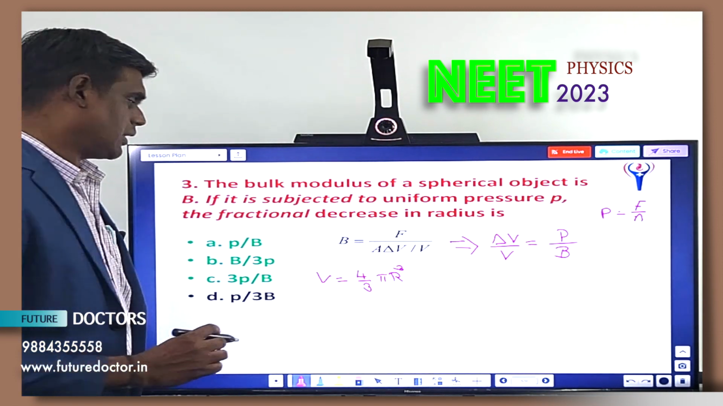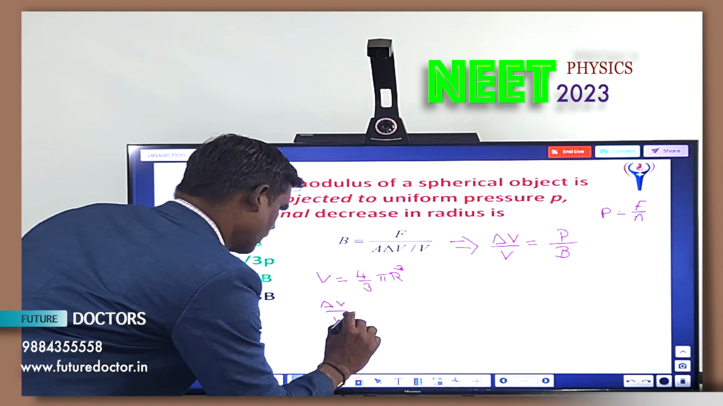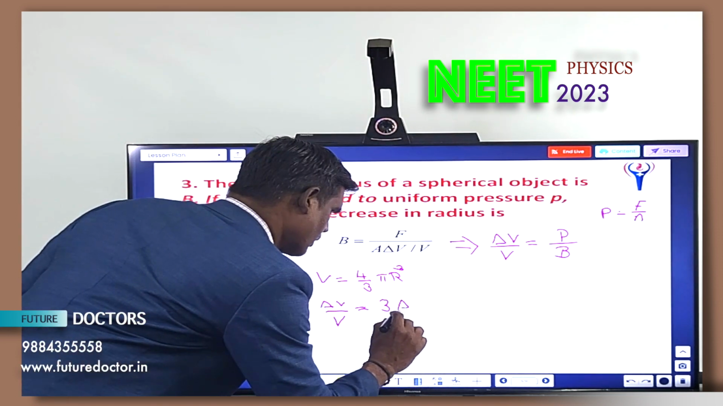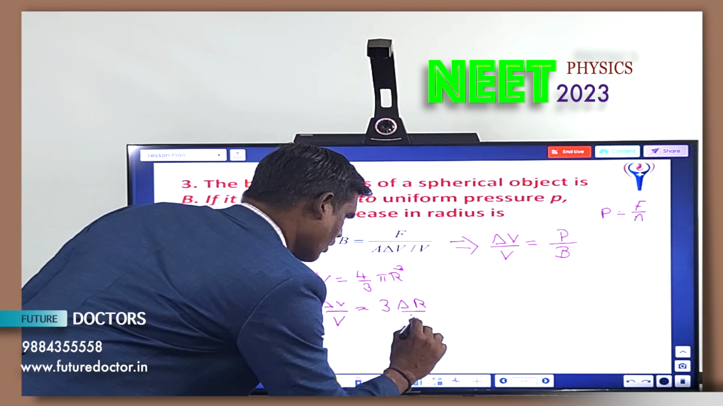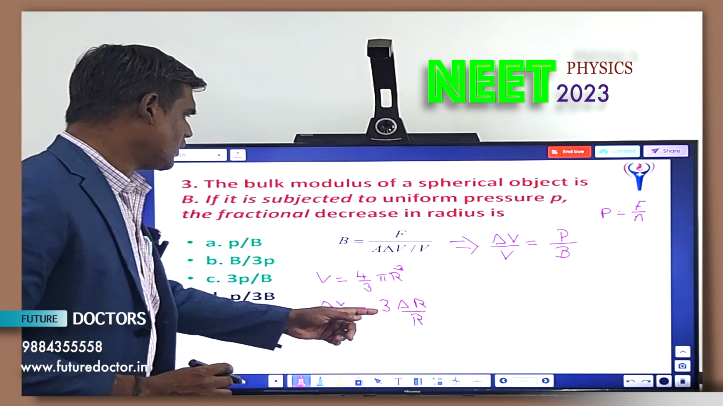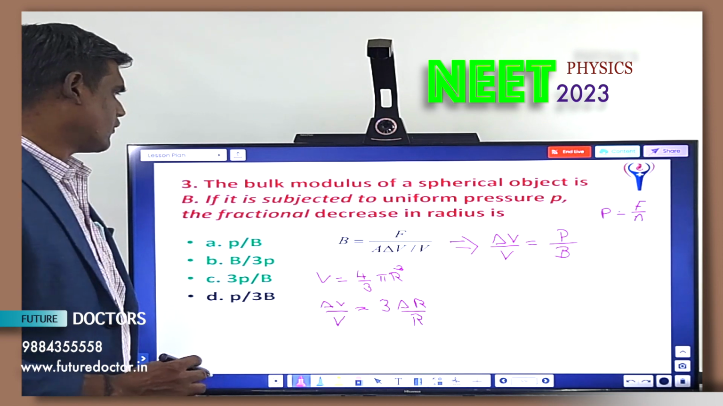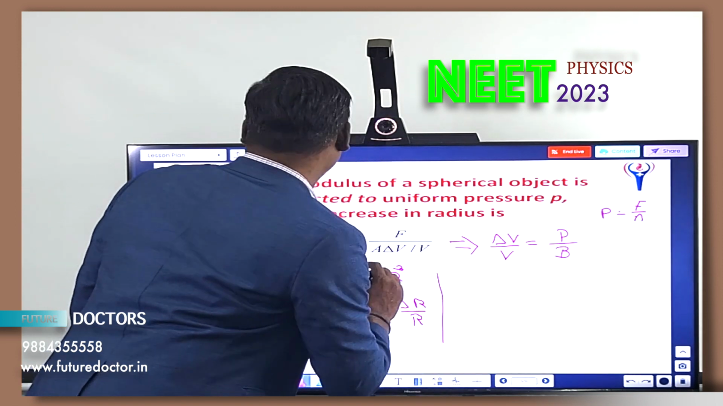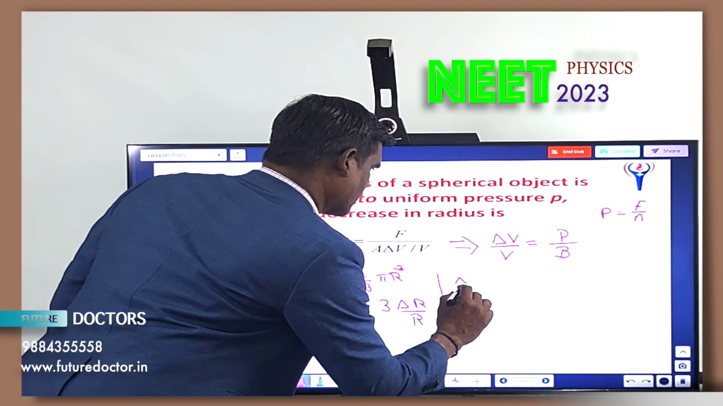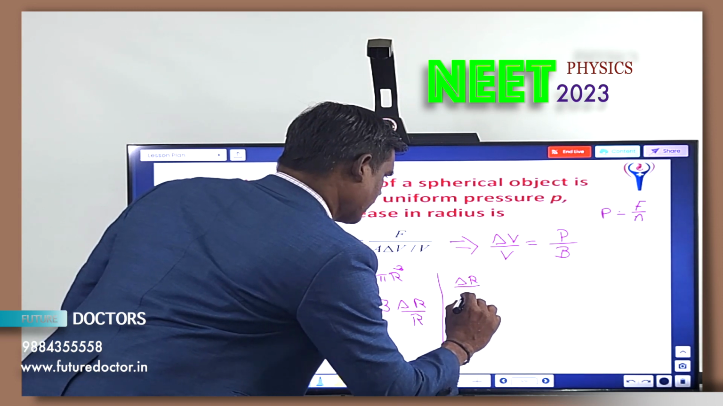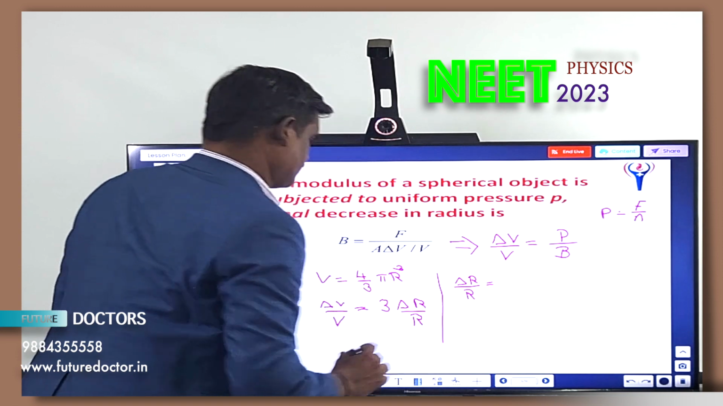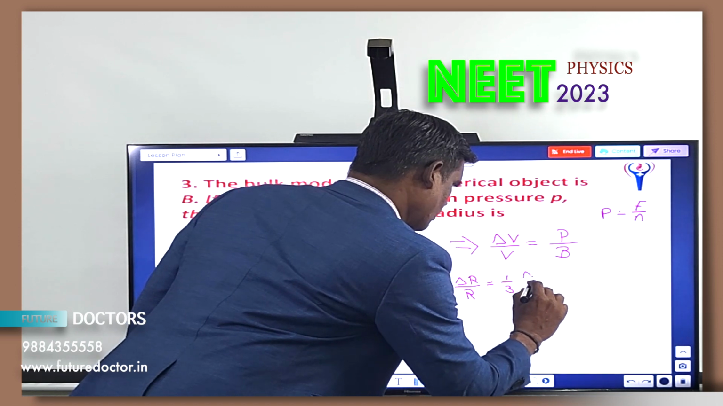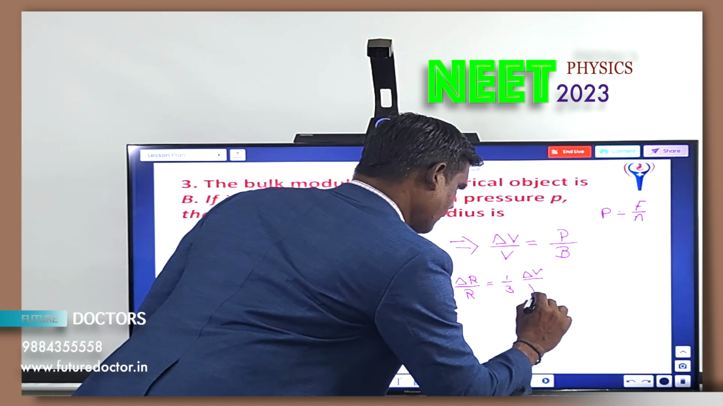Then delta V by V equal to 3 into delta R by R. Then delta V by V equal 3 into delta R by R, and we want to find delta R by R only. So from this delta R by R equal to 1 by 3 into delta V by V, because fractional decrease in radius only we want to find.